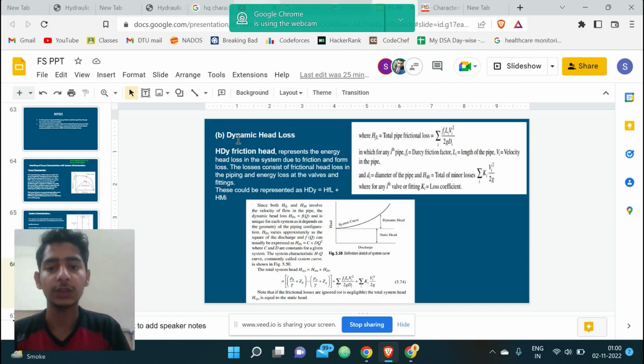Now, moving on to the next, dynamic head loss. Dynamic head loss represents the head energy loss due to friction. This is also of two types: frictional head loss in the piping and the energy loss due to the valves. Total pipe frictional loss can be given by the formula fLV² upon 2gD, where f is the Darcy friction factor. Similarly, the total minor losses due to the valves can be given by KV² upon 2g.